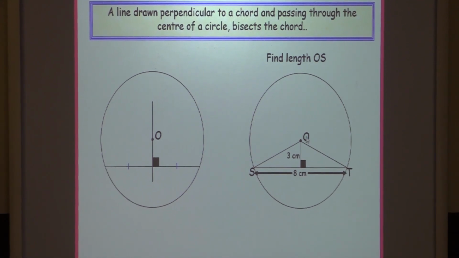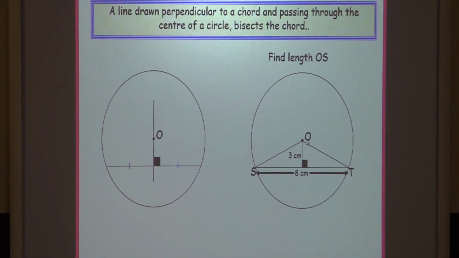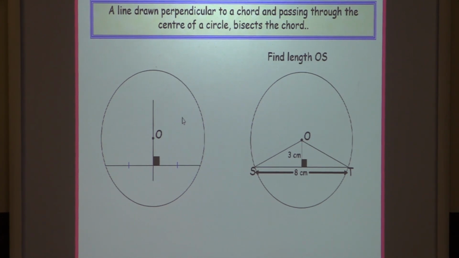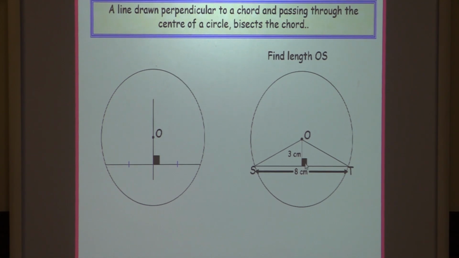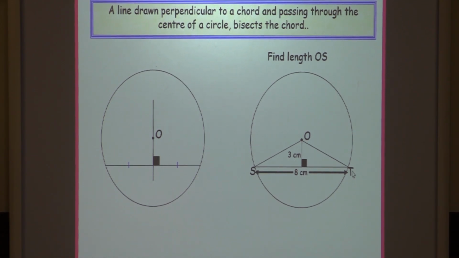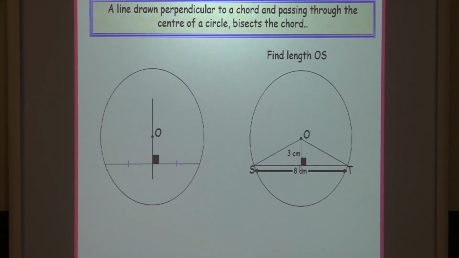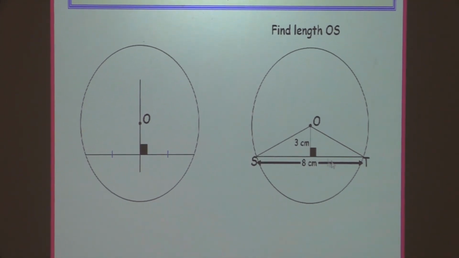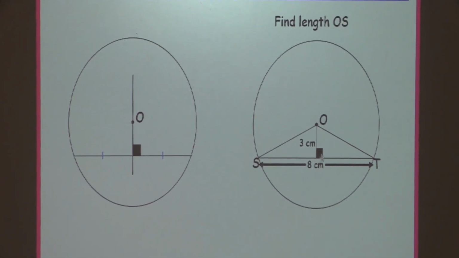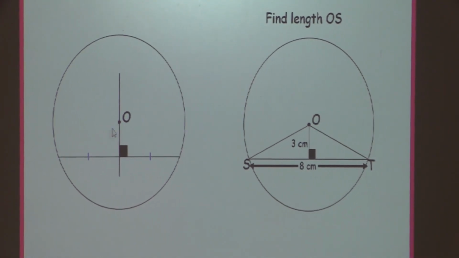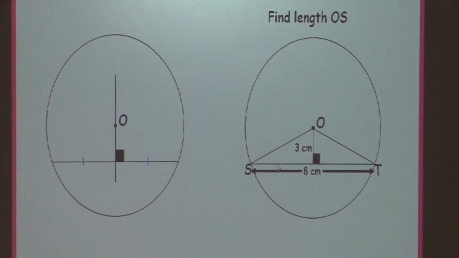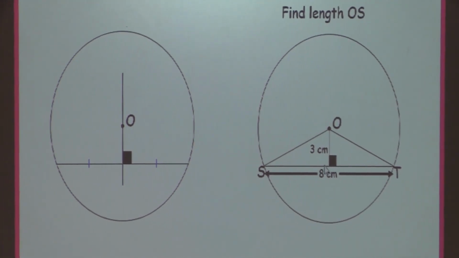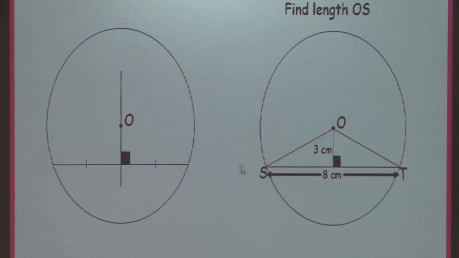An example, if you go to the exam and we're trying to find the length of OS, where is OS? This is OS. How do you go about doing this? Applying this theorem. Because we've got the same scenario. We've got a line that is drawn from the center of a circle perpendicular to this chord. What does it do? It bisects the chord. So this side from S to the center is the same as from here to the other side. If this whole distance is 8 centimeters, if I don't know this theorem, I will never see that the distance from here to here is 4 centimeters, because this line bisects this chord.